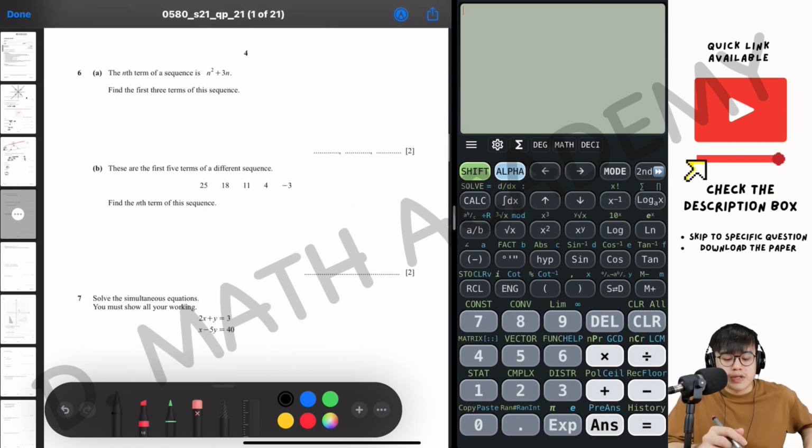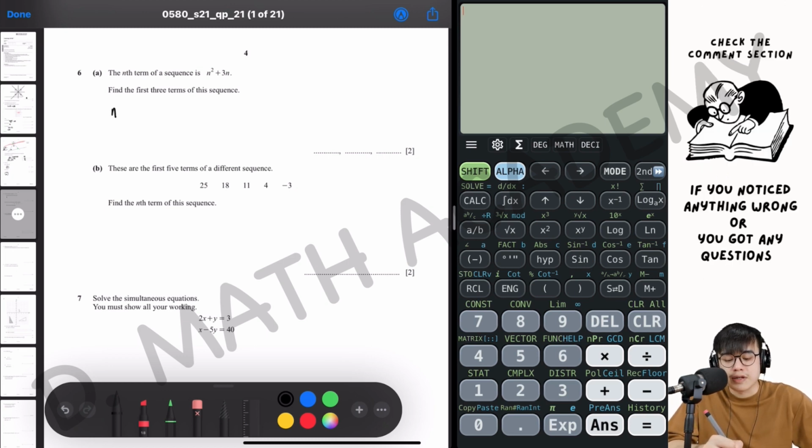The nth term of a sequence is n squared plus 3n. Find the first 3 terms of this sequence. What they're asking for is that you have to set, let's say, n is 1. So you get 1 squared plus 3 times 1. That result should be 4. When n is 2, you have 2 squared plus 3 times 2.